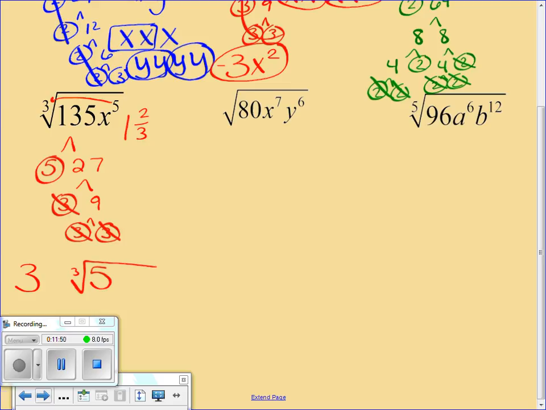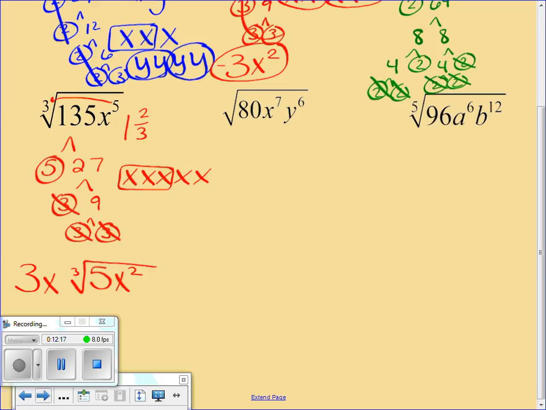So how many x's come out? 1 comes out and 2 stay underneath. Or again, think about 1, 2, 3, 4, 5. Groups of 3. I have one group of 3 that comes out. The other 2 extras stay inside. Yeah, that's how they kind of work together.